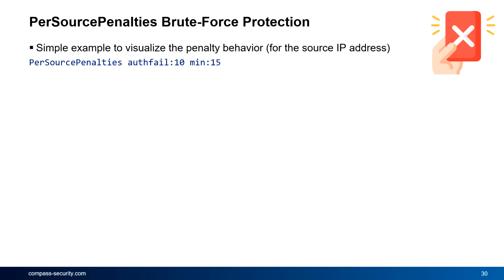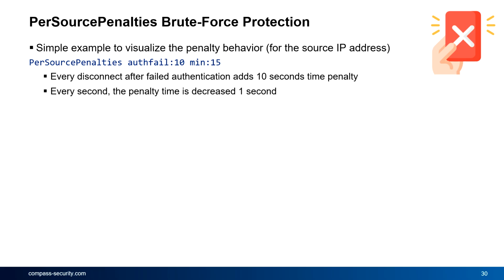Here, a simple example to visualize the penalty system. The penalty is always applied to the source IP address of the connecting client. And here we have the PerSourcePenalties option configured to auth-fail 10 and the minimum penalty of 15. This means every time a client that performed a failed authentication disconnects, it gets a 10-second penalty. Then every second this penalty is decreased by 1 second, and if the penalty is more than 15 seconds, the client is not able to connect anymore.